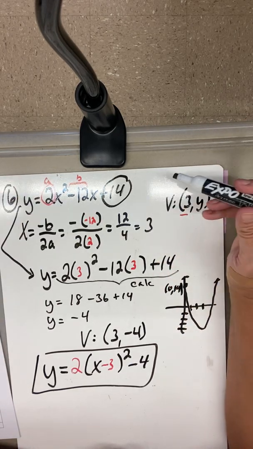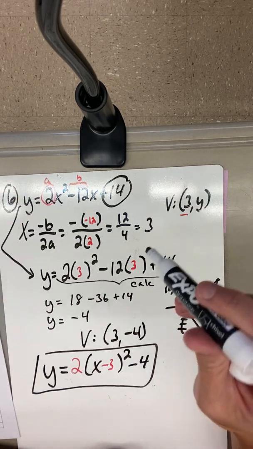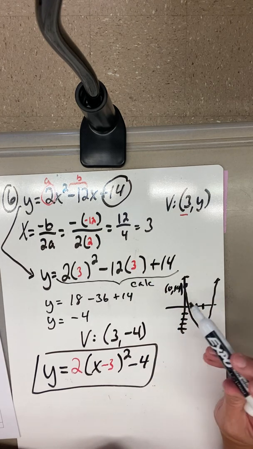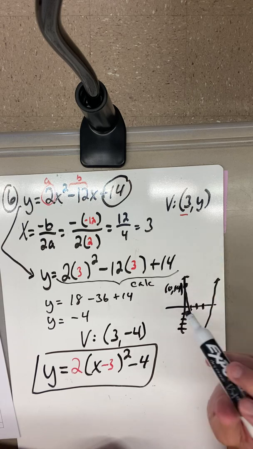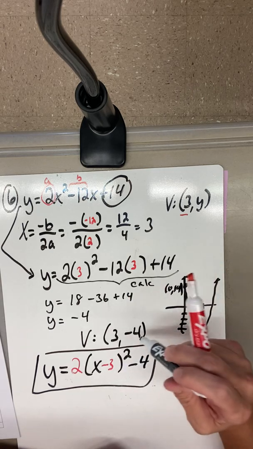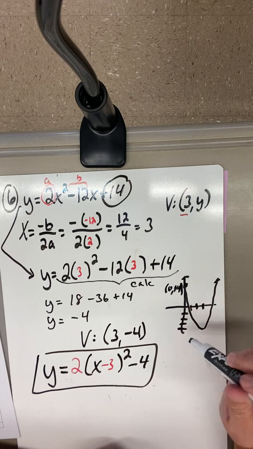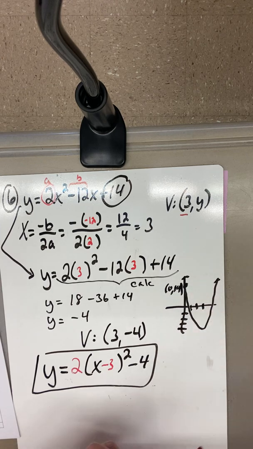Remember, you can graph this and use your table to plot your points. You need 2 points to do a parabola on Math Excel. You click the parabola button, you plot the vertex, 3, negative 4, and then you pick another point. I would pick 0, 14. You can get those off the table on your graphing calculator.